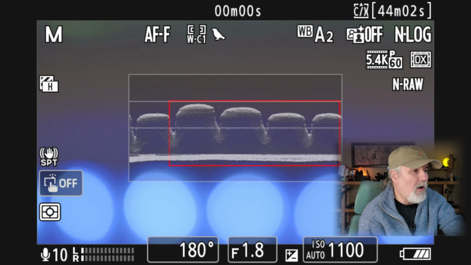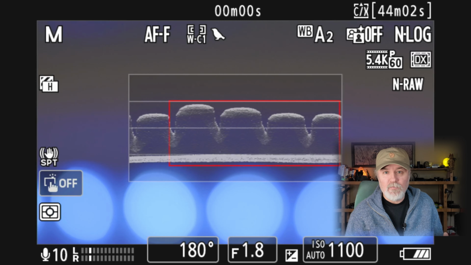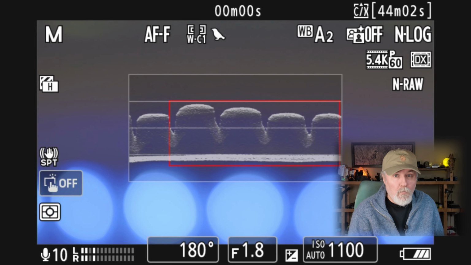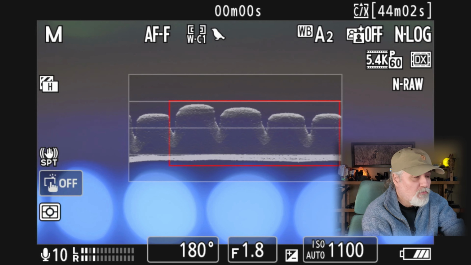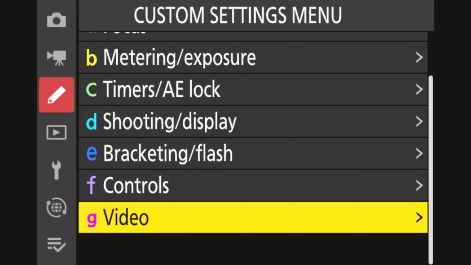So this 180 degree shutter is going to be the perfect setting for most videos you're going to be recording. So what you want to do is lock it off. You're going to click on the menu button. We're going to go down.